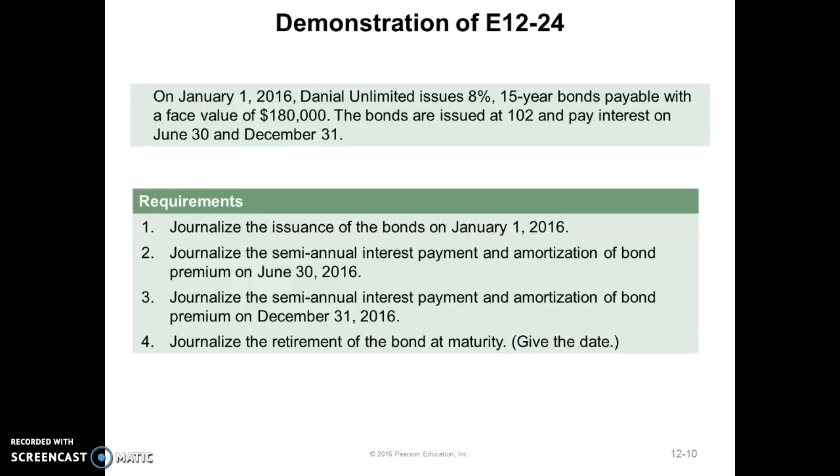So let's go through the requirements. We're going to journalize the issue of the bonds on January 1st, 2016. We're going to journalize the semi-annual interest payment and the amortization of bond premium on June 30th, 2016, and on December 31st, 2016. And we're going to journalize the retirement of the bond at maturity.